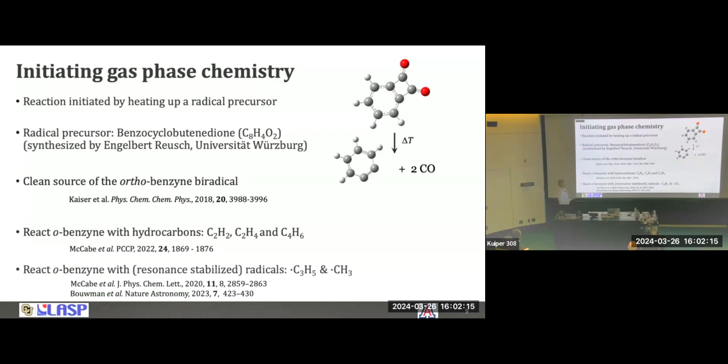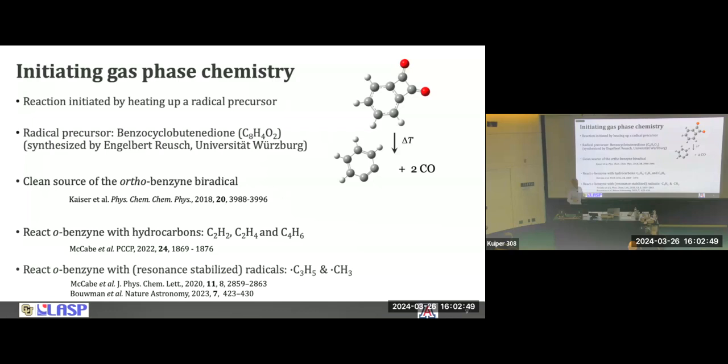So we measured the reaction with closed shell hydrocarbons, C2H2, C2H4, C4H6. Some of this work is published, other papers are still in preparation. We reacted it with a resonance stabilized radical, allyl, C3H5, and we reacted it with methyl. Just in view of time, I want to give you a flavor of what we've done over the past years. I'll only show you the reaction of orthobenzene with methyl, also because it has great implications for what's happening in the interstellar medium.